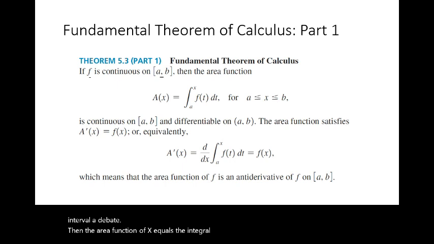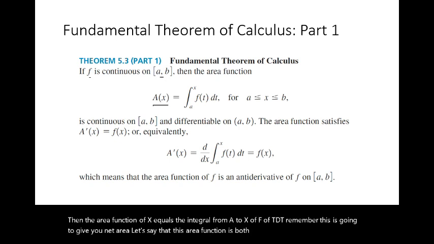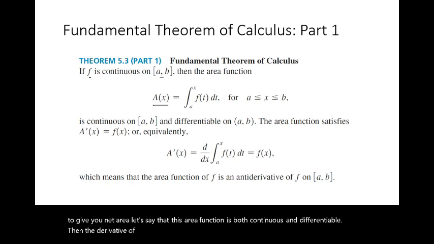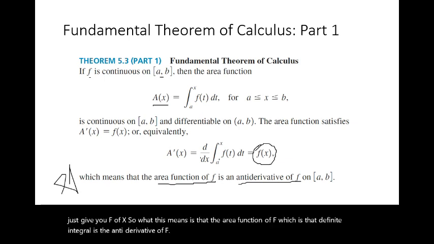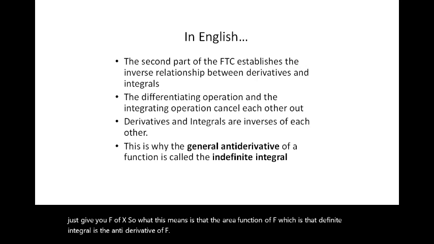Remember, this is going to give you net area. Let's say that this area function is both continuous and differentiable. Then the derivative of the area function, which is the derivative of that integral, will just give you f of x. What this means is that the area function of f, which is that definite integral, is the antiderivative of f.